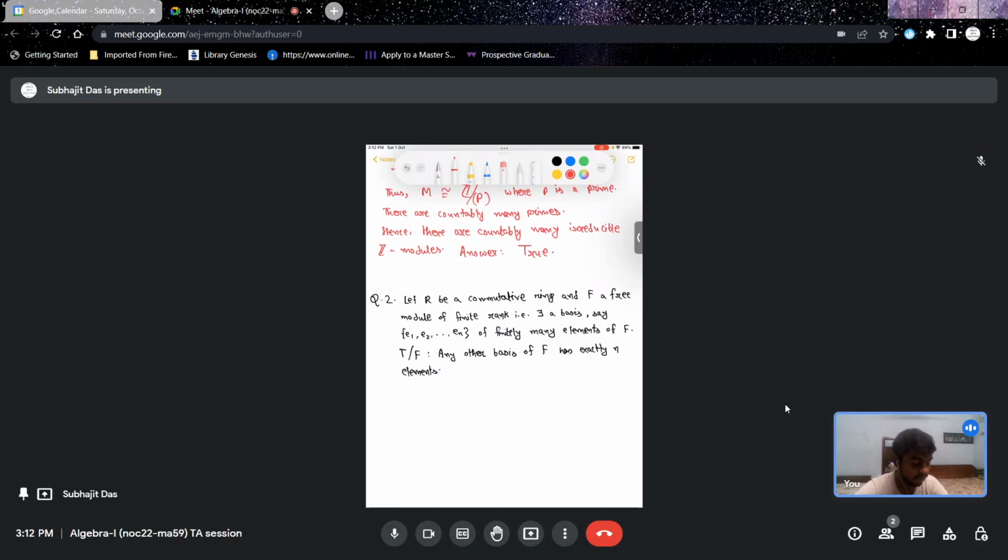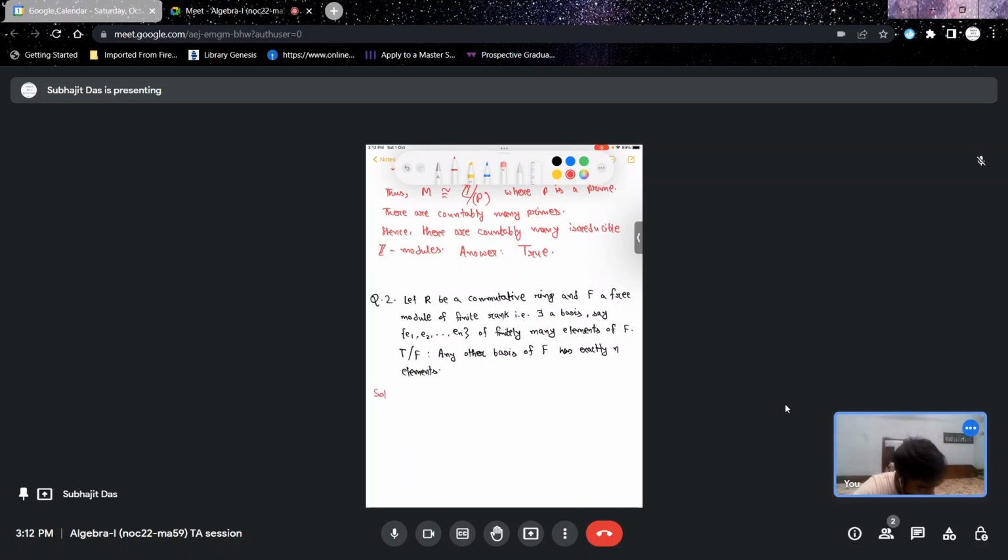So now assume F is a free module of finite rank, which means that it has a finite basis. That is, there is a basis of this module, say e1 up to en, consisting of finitely many elements of F. Now to determine whether this is true or false: that any other basis of F will have exactly n elements.